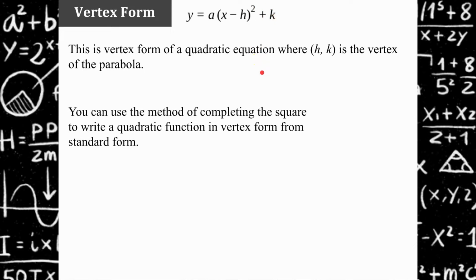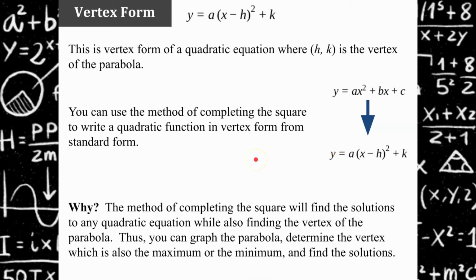So we can use the method of completing the square to write the quadratic function in vertex form from standard form. If you're given standard form, you can go from standard form to vertex form. Why would you want to do this? Because the method of completing the square will find the solutions to any quadratic equation, while also finding the vertex of the parabola. Thus, you can graph the parabola, determine the vertex, which is also determining whether it's a maximum or a minimum, and find solutions all at the same time.